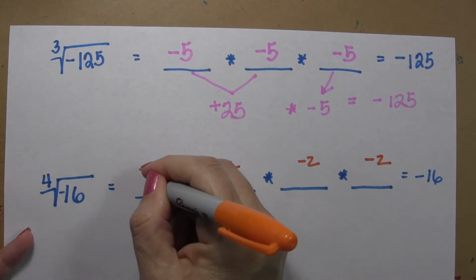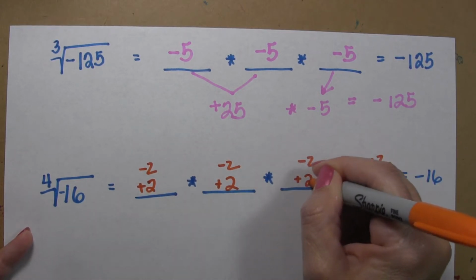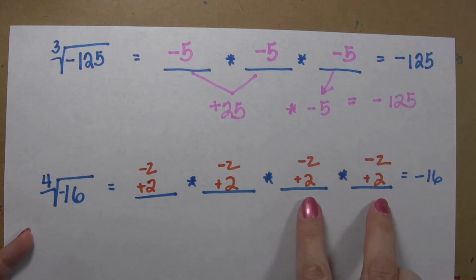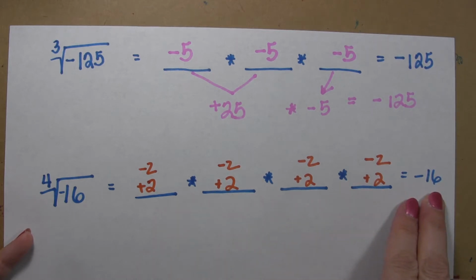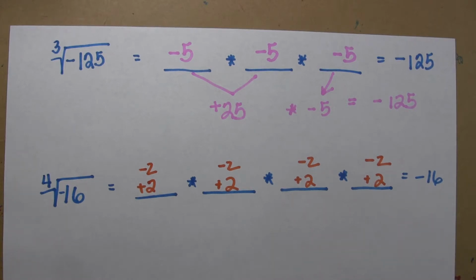Rats. Okay, let's try positive 2 times positive 2 times positive 2 times positive 2. What's that going to give us? Oh, that's going to give us a positive 16. So can we get to a negative number here? No, we cannot. Why? Well, because all of these negative signs cancel each other out into positive signs. So we can't get to a negative number.